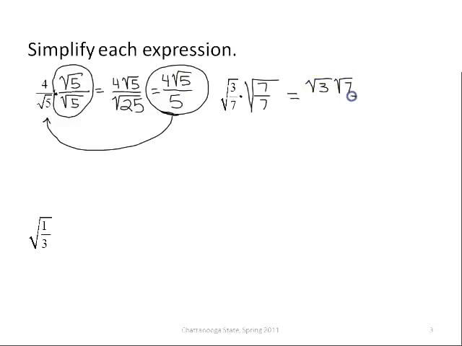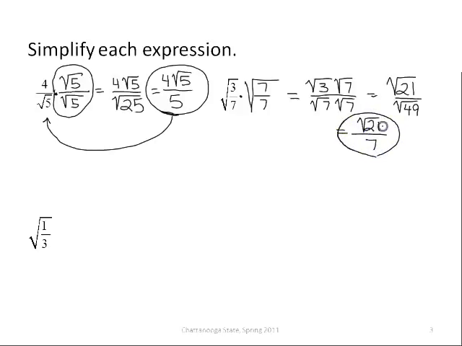So that means I have the square root of 3 times the square root of 7 in the numerator, which is the square root of 21. In the denominator, I have the square root of 7 times the square root of 7, which is the square root of 49. But the square root of 49 is 7, so I have the square root of 21 over 7. Now I cannot reduce that anymore because the 21 is under a radical and the 7 isn't. So this would be my final answer.